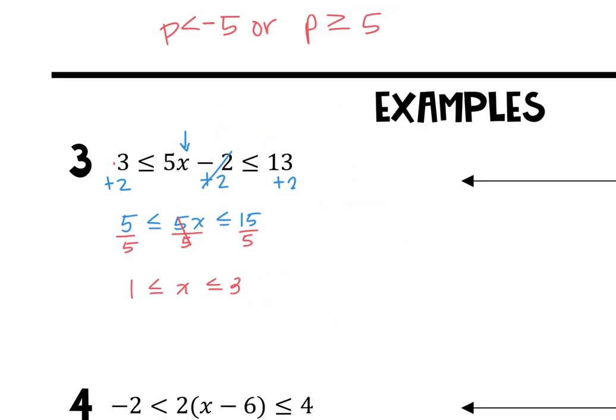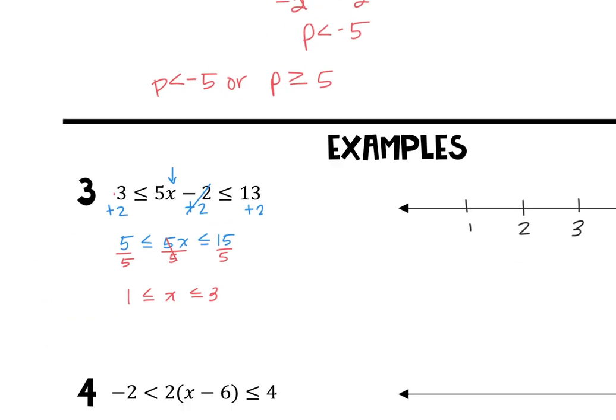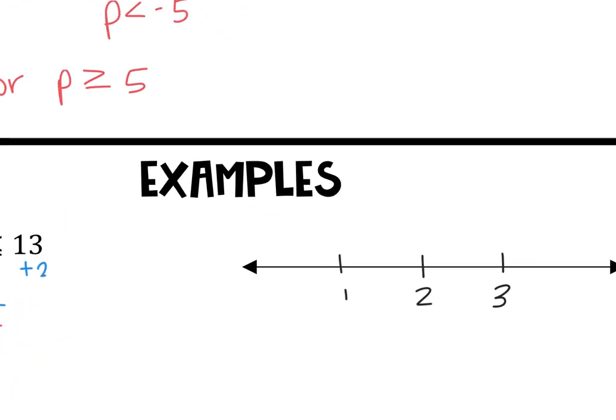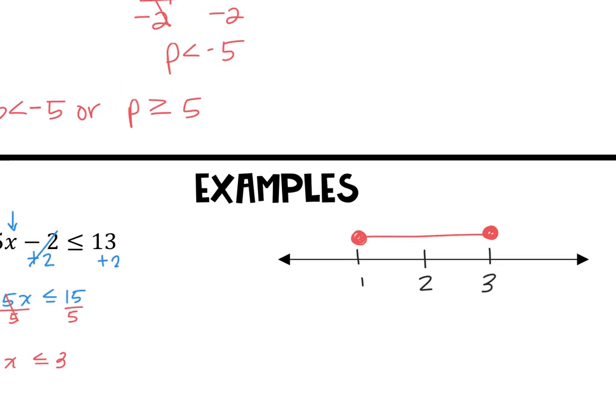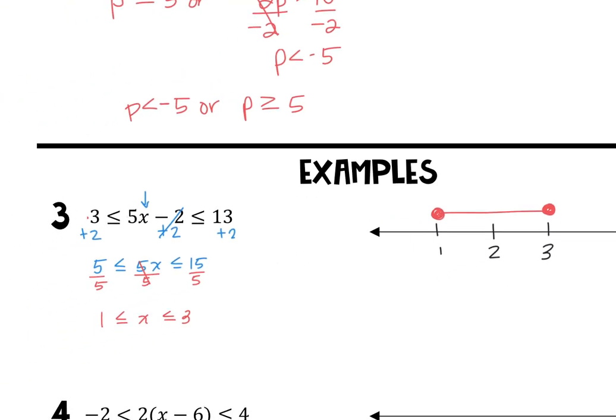So then on our number line, I'm just going to do 1, 2, and 3. Keep it nice and easy. Both of these inequality signs have the or equal to, so that means on 1 and on 3, we're going to have a closed dot. And then we're going to shade together to show anything between 1 and 3 would satisfy both of these inequalities that we have in number 3.